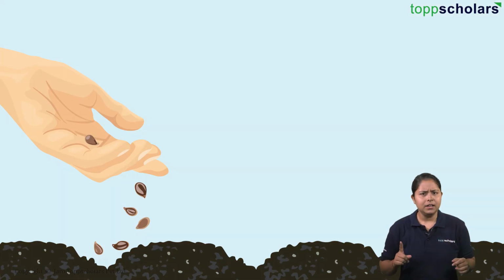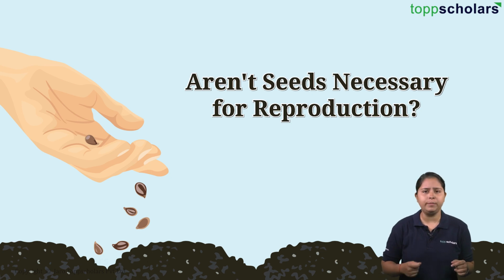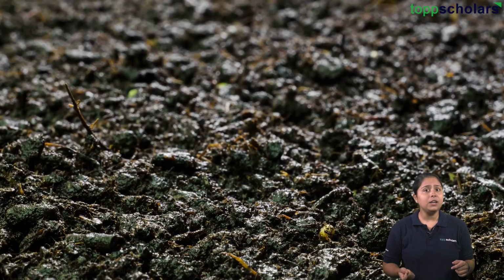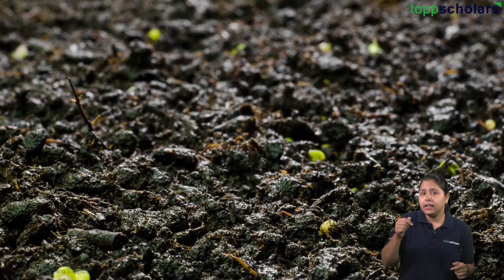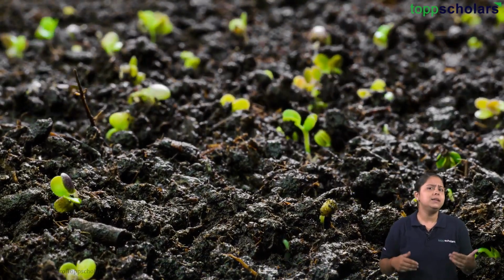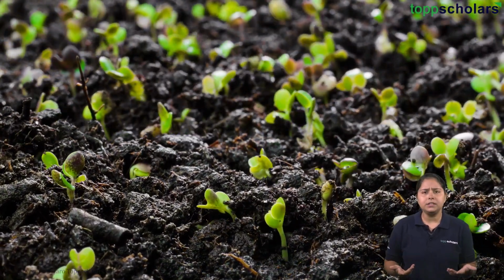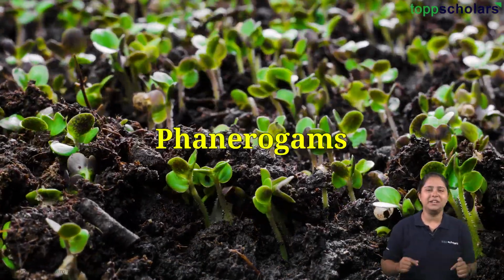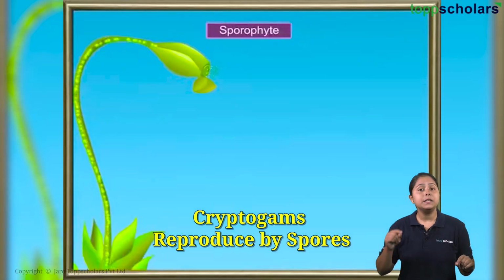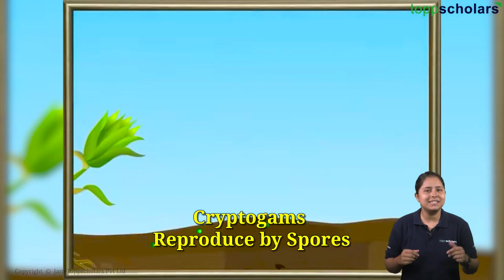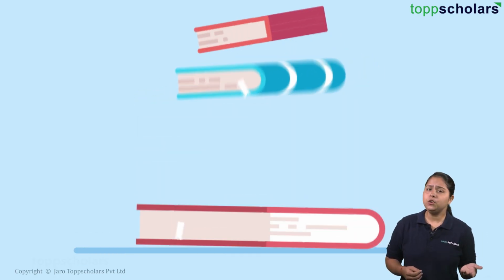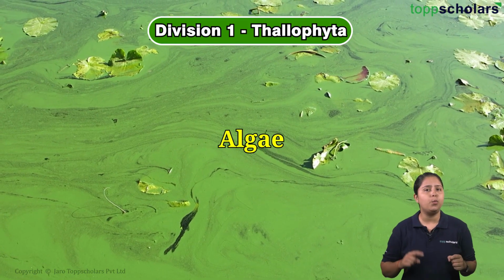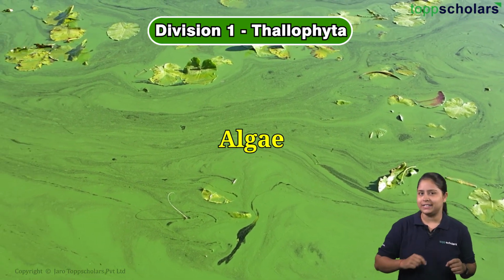But wait a minute, aren't seeds necessary for reproduction in plants? Like when I sow this mustard seed in the soil, then only the mustard plant will be arising from it, right? But this is the case with phanerogams, dear friends. Cryptogams reproduce by spores. Well, as per your textbook, we should first learn about division 1, and that is Thalophyta.